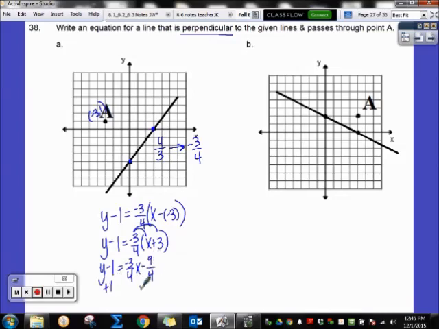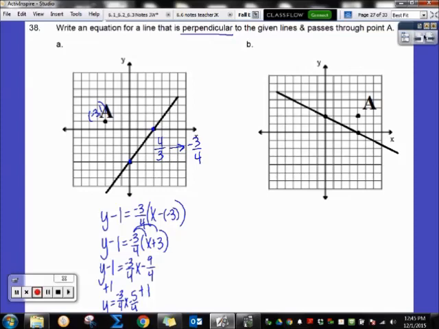And then if you add 1 on both sides, you end up with y equals negative 3/4 x minus 5/4. So notice your y-intercept is not a whole number, so you wouldn't be able to use your graph really to help you.